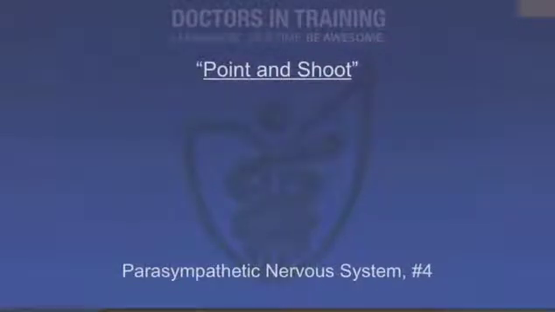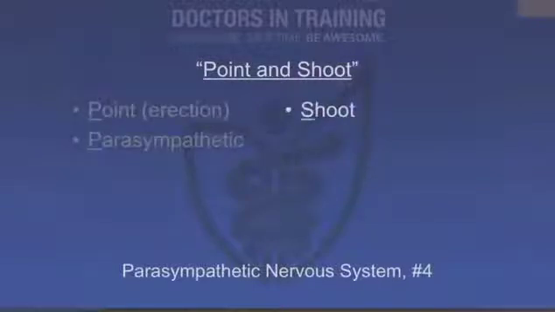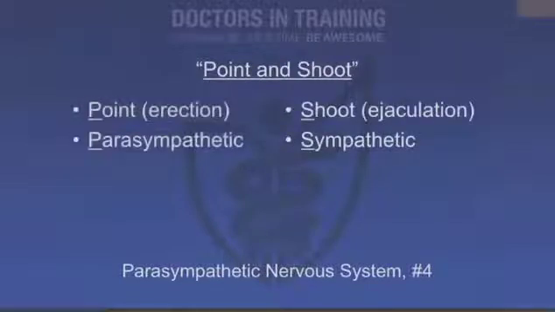So P stands for point and parasympathetic, and point is your erection. And then S stands for shoot. It also stands for sympathetic. So shoot is ejaculation. So just remember point and shoot, parasympathetic and sympathetic, erection and ejaculation.